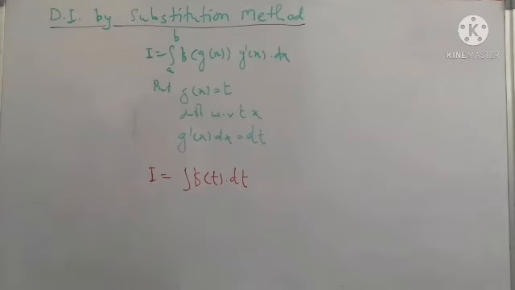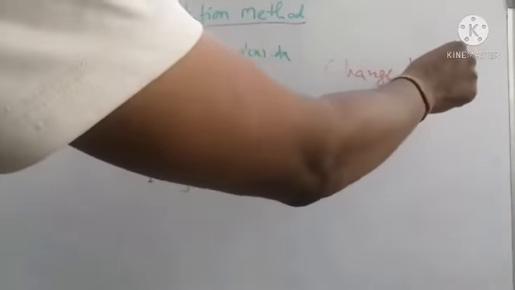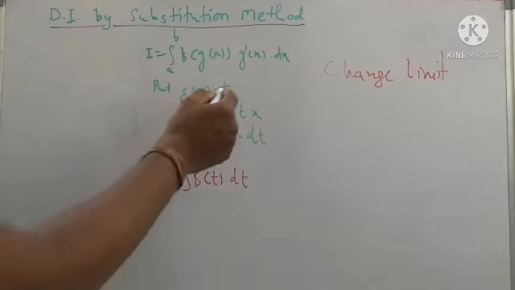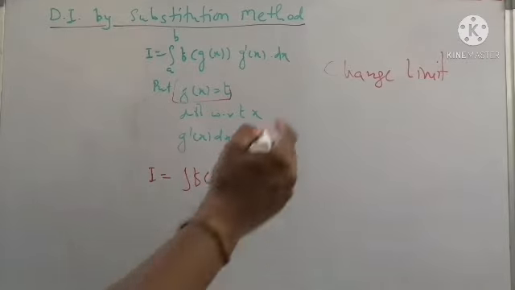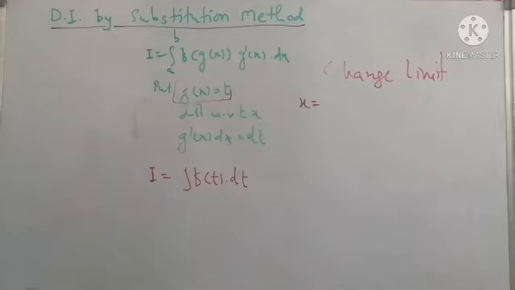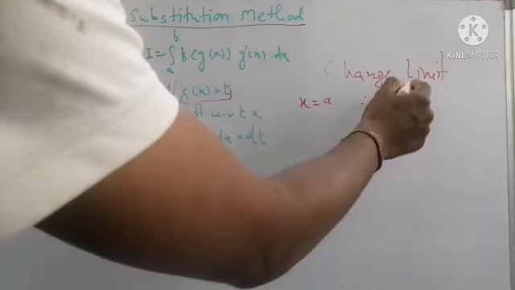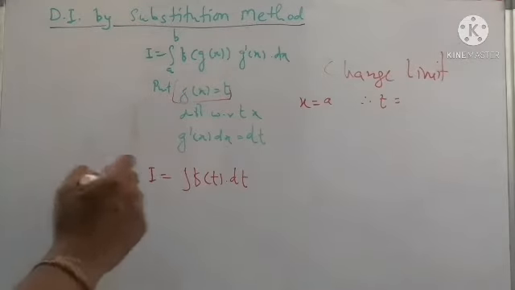Now as we converted this integral in terms of t, we have to change our limits. That means we have to take a new integral with values of t. For that we use this substitution. According to this substitution, corresponding to the old limits, as the old limits are values of x, and x has a lower value a, the corresponding value of t will be the lower limit of the new integral.